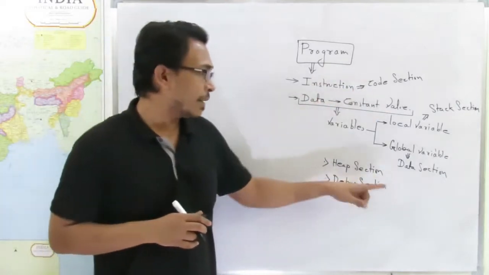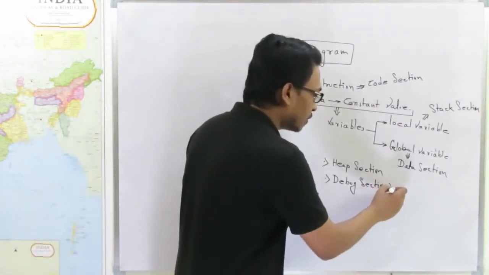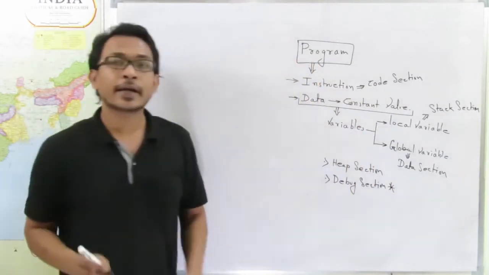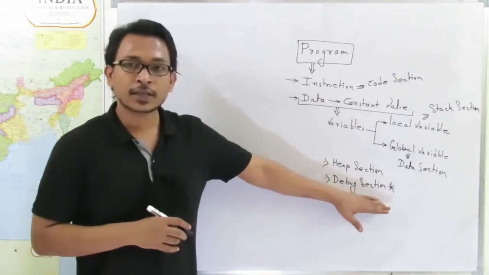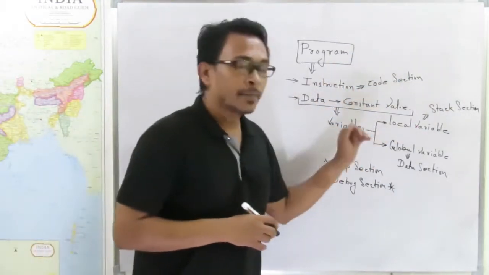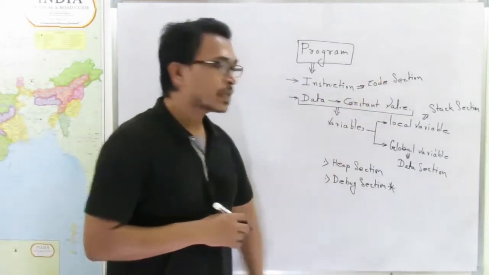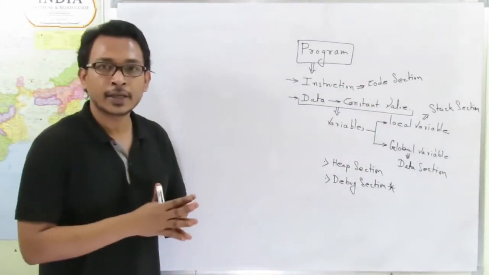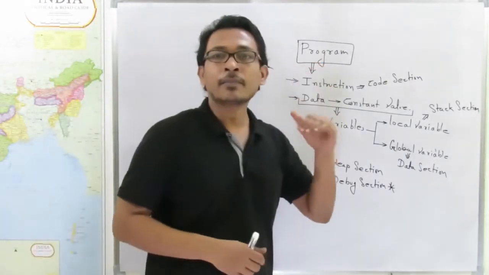Within these 5 sections, the debug section is not included in our GATE syllabus. So we will skip this particular section and we will work with the remaining 4 sections. Now, how are these 4 sections grouped together to represent a particular program in memory?